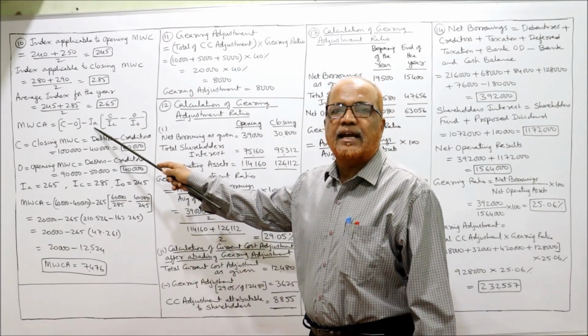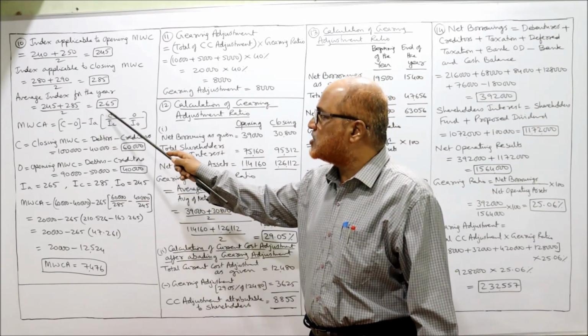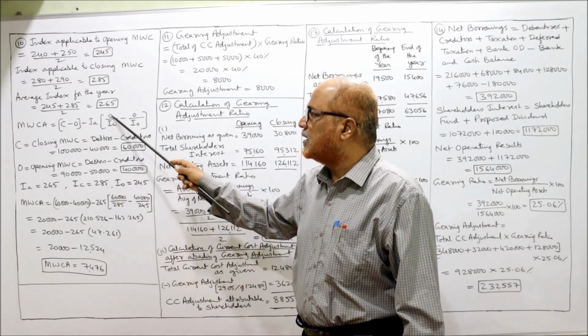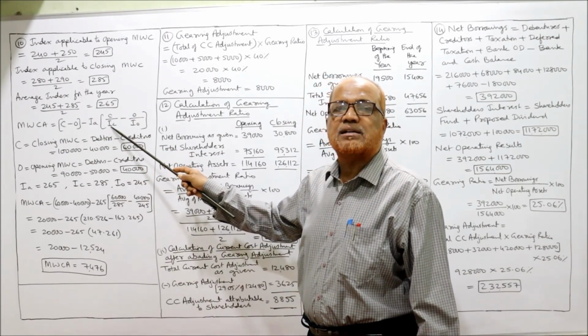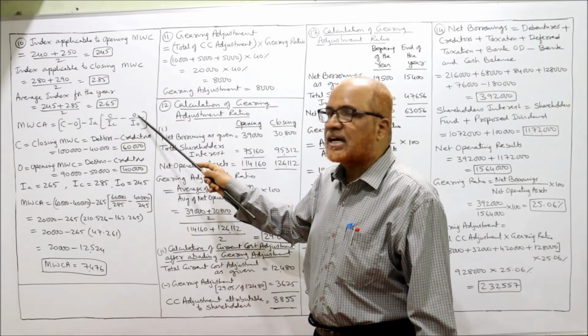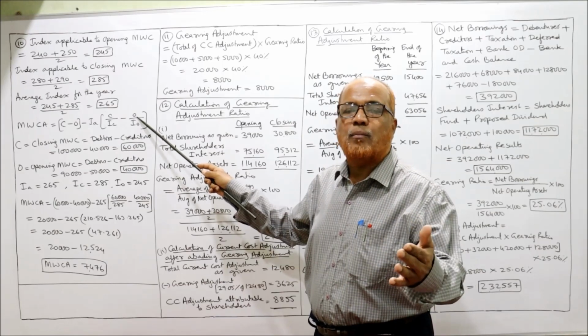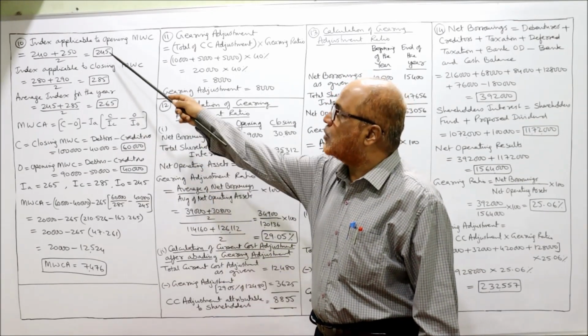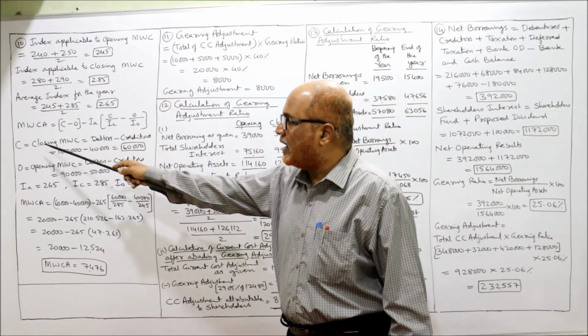Then IA, the average index number, is 265. C stands for closing working capital. IC, the closing index number, is 285. O stands for opening monetary working capital. IO stands for the opening index number. So here I have explained.